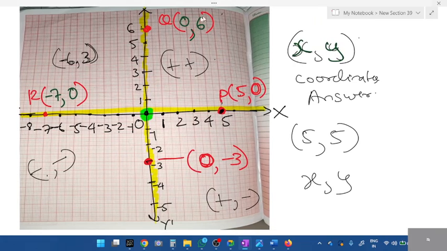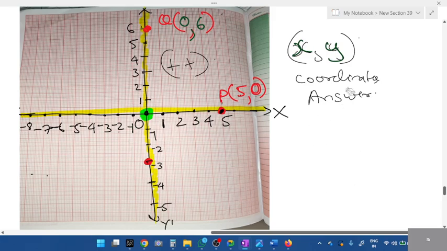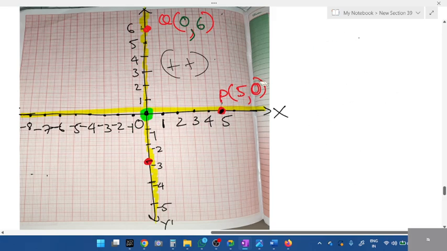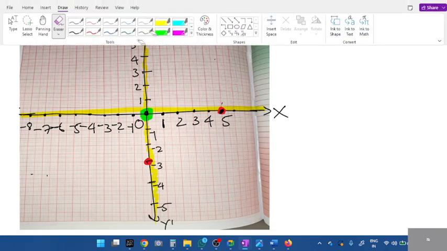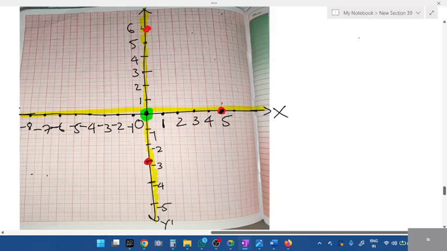All of you have graph sheets with you? I'll give you a few points now. Now, most important point, students. Now what I'm going to write is most important. Concentrate. In first quadrant, remember the answer, both will be positive numbers. First quadrant, both are positive.